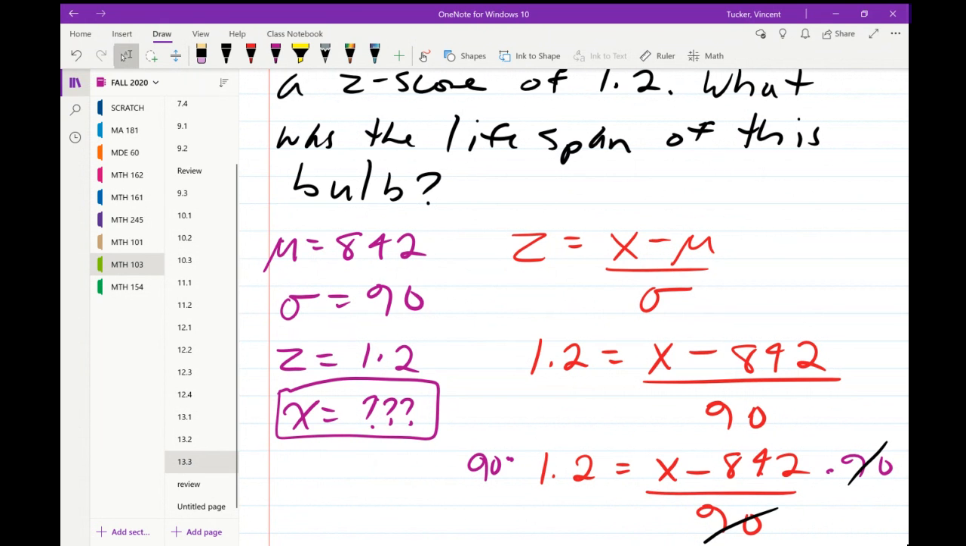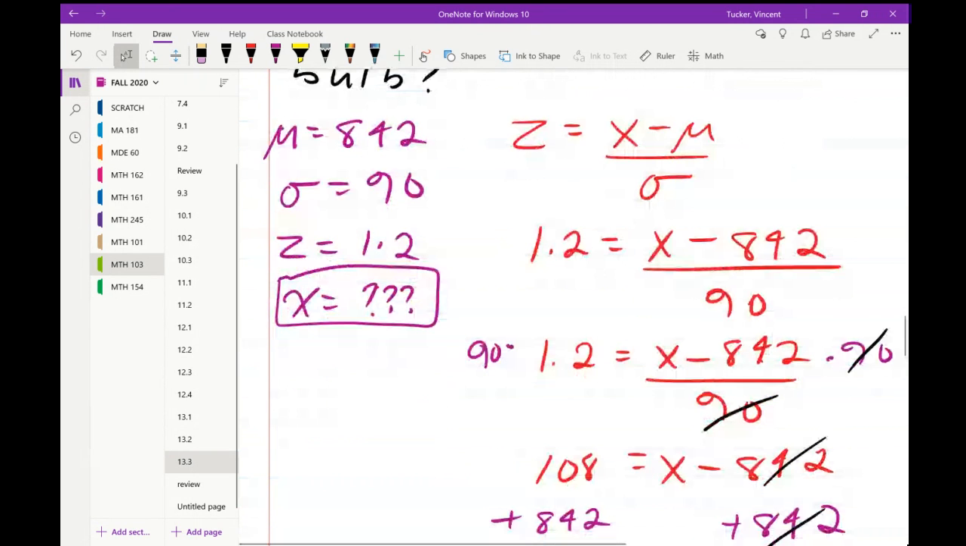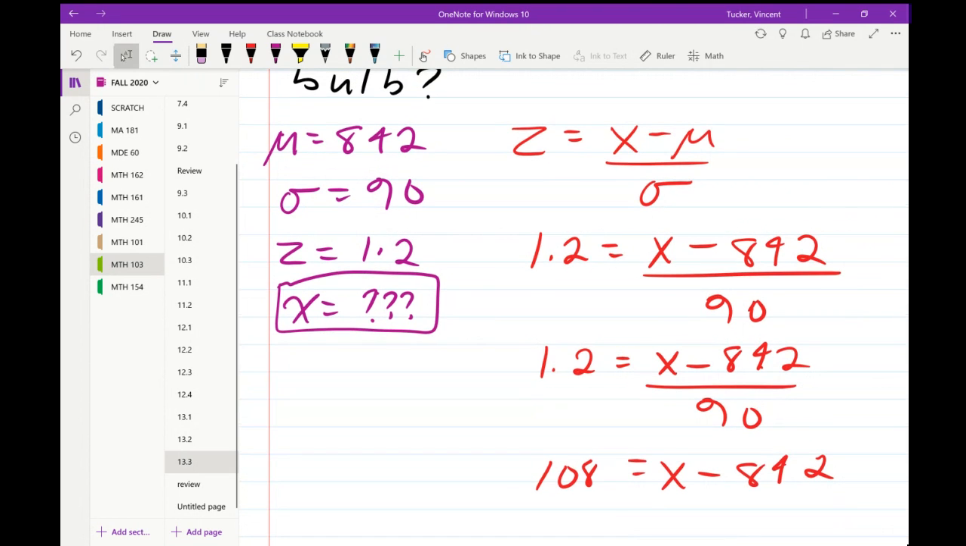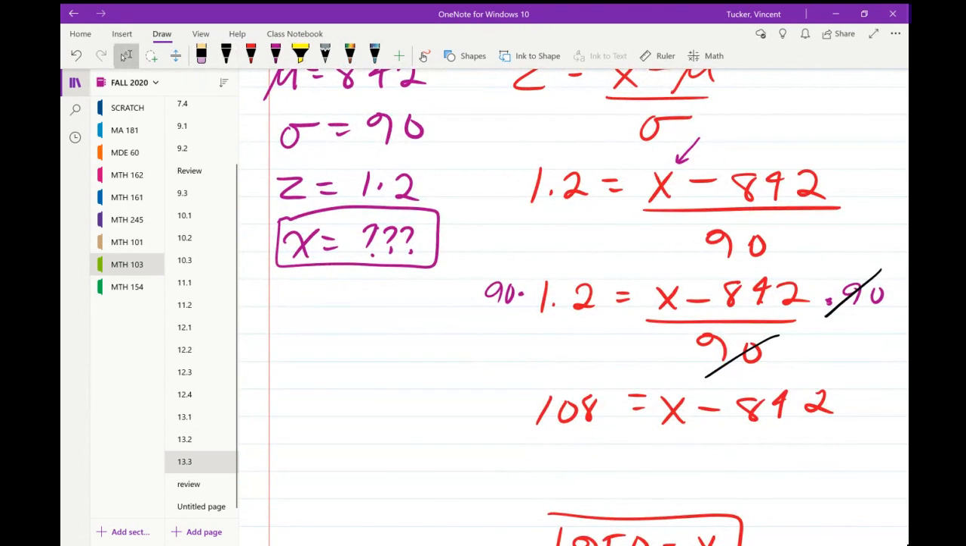So we have 1.2 equal to (x minus 842) divided by 90. When you start looking at the solving process, let's walk through it. First thing we would do is multiply both sides by 90, because our goal now is to get x by itself. So we multiply both sides by 90. The 90s cancel on the right. On the left, 90 times 1.2 is 108.